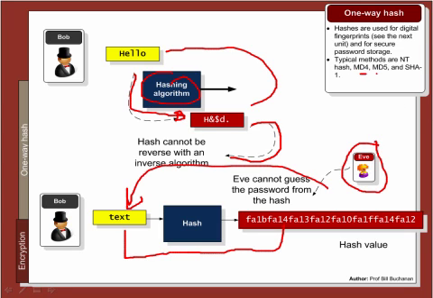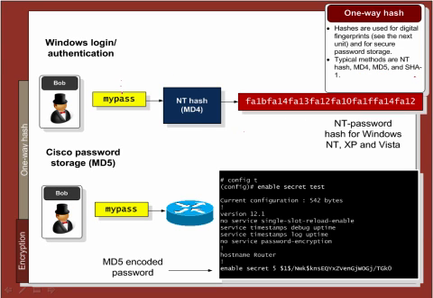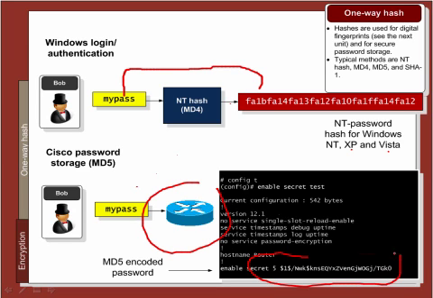Typical methods that we use are MD4, MD5 and SHA1. For example, NT, XP and Vista use an NT hash using MD4 to store the password. Cisco devices also save a hash, an MD5 encoded equivalent of the password.